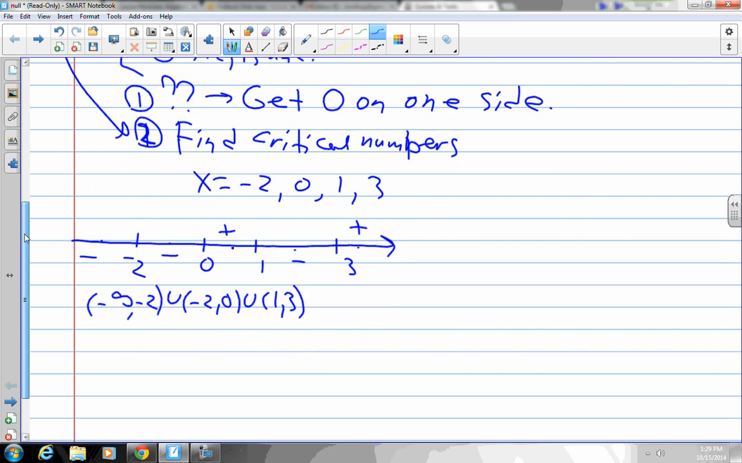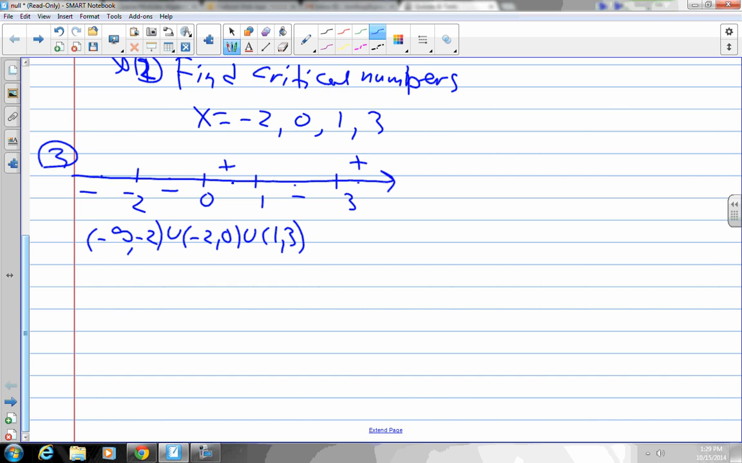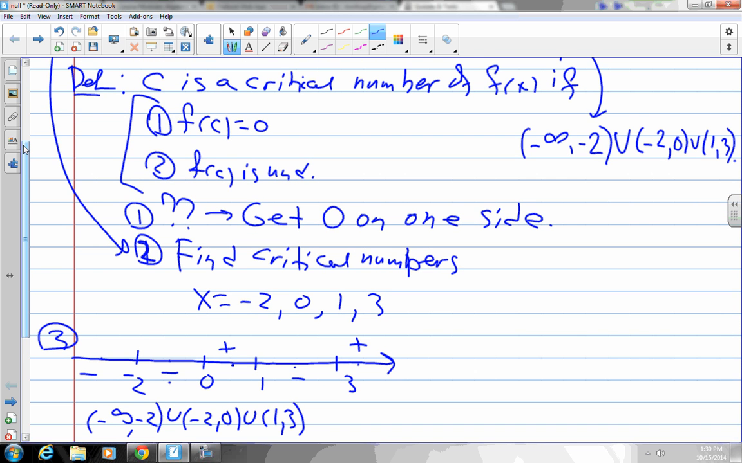Step 2, find the critical numbers, and then step 3 is to test the intervals. And then answer the question. The question was, when is it negative? So we just answered that. We see it's negative here, here, and there. How's that? The hardest part of this problem usually is step 1, getting 0 on one end, and step 2, finding the critical numbers. Let me do this example.